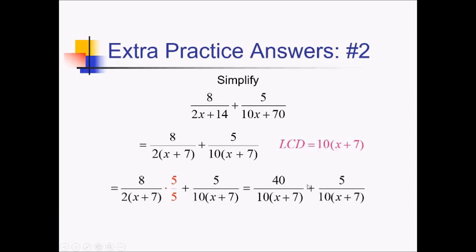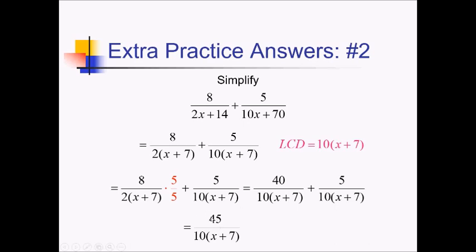We'll just rewrite it. Now, since I've got the same denominator, I'm just going to merge these into one big fraction with just one of those 10 parentheses x plus 7s down there. And now I have to get the numerator by adding the 40 and the 5 together. So that's going to be 45 upstairs.